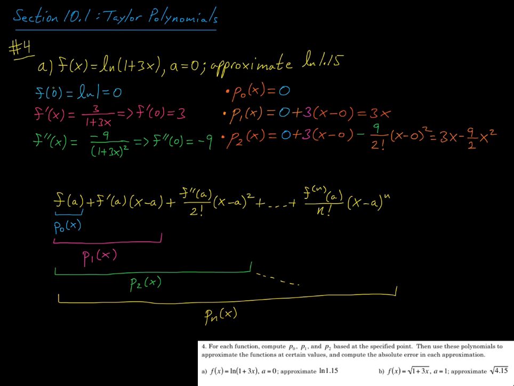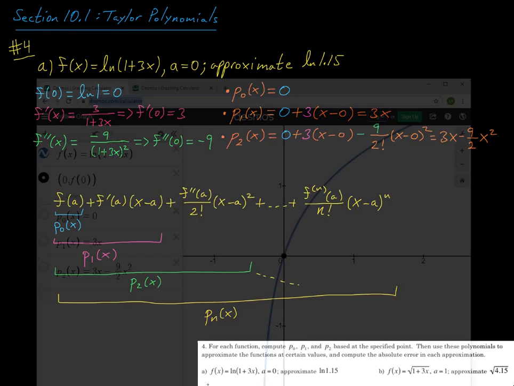So p0 of x, that's just f of 0, and that's 0. For p1 of x, well, that's f of 0, which is 0, plus f prime of 0, which is 3, times x minus 0. And so that simplifies to 3x. And then for p2 of x, well, we have f of 0, which is 0, plus f prime of 0, which is 3, times x minus 0. And then we have plus f double prime of 0, so that's minus 9, over 2 factorial times x minus 0 squared. And that simplifies to 3x minus 9 halves x squared.